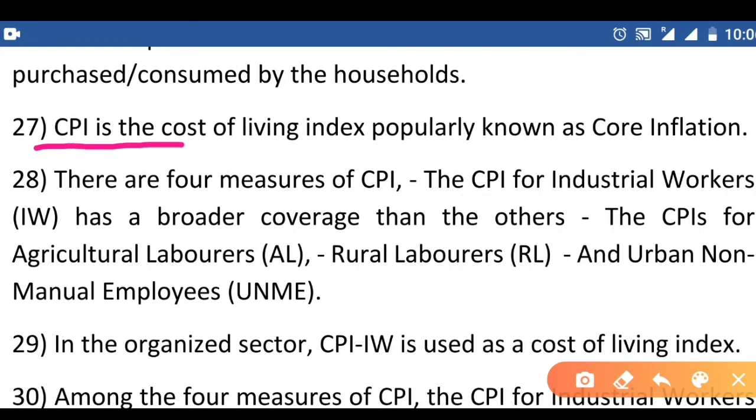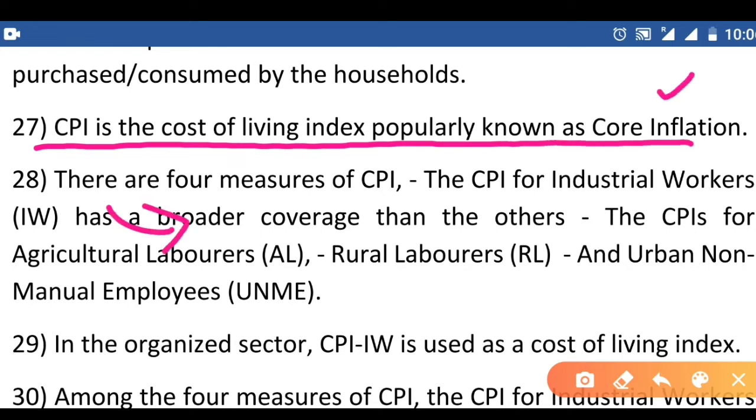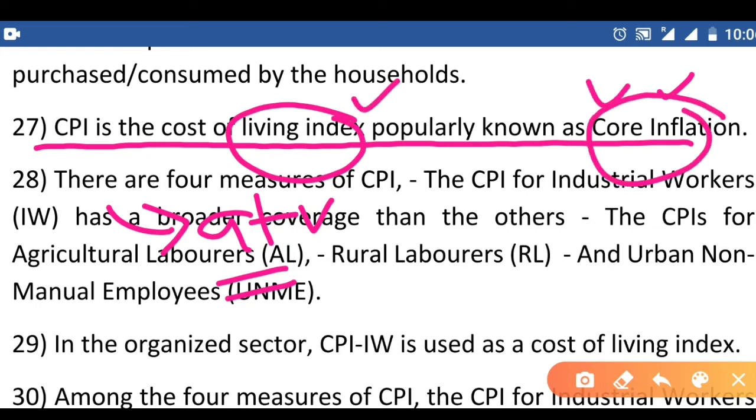CPI is the cost of living index, popularly known as the core inflation index. Here we calculate the consumer price index at consumer level. So this is nothing but their living level. That's why it is called the living index. So this is also called the core inflation index. So this is mainly used by the RBI.